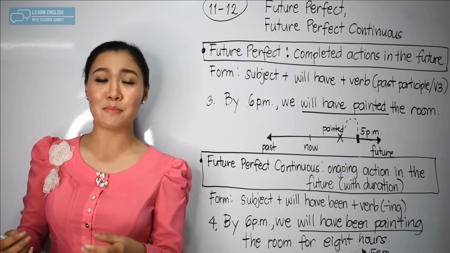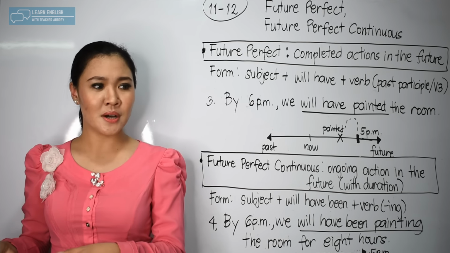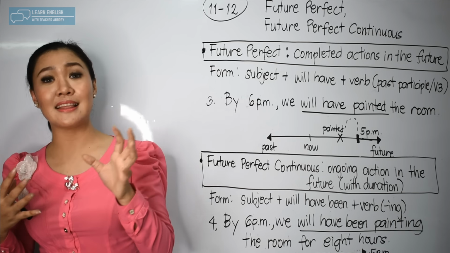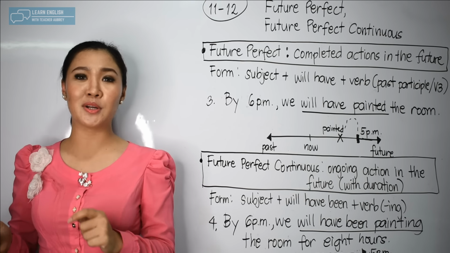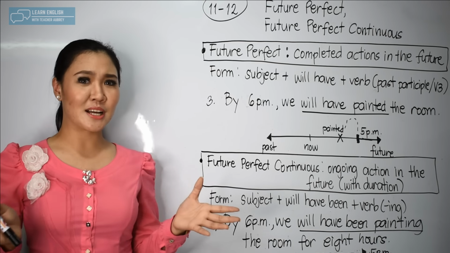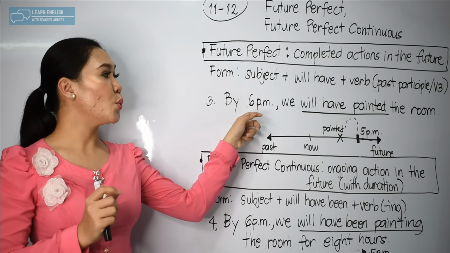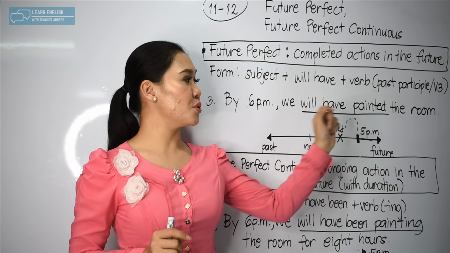Okay, bukas ng gabi, 6 in the evening tomorrow. And pagsapit ng 6 in the evening tomorrow, that will take 8 hours. 8 hours kaming nagpipintura ng kwarto bago matapos. Paano siya gagamitin sa pangungusap? Tingnan natin to. By 6 p.m., we will have painted the room.